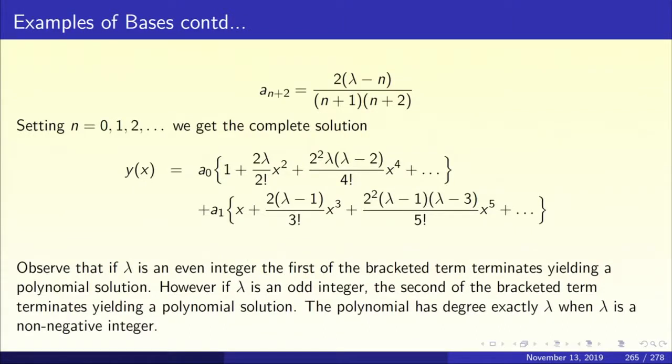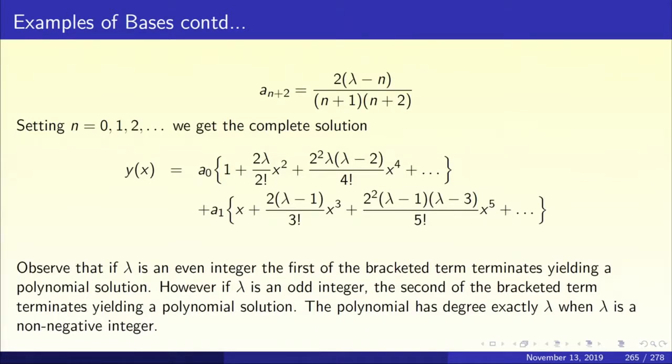So let us write down this recursion formula. a_{n+2} will be 2(λ - n) a_n upon (n+1)(n+2). So substitute n = 0, 1, 2, 3. So when you put n = 0, you get a_2 in terms of a_0. When you put n = 2, you get a_4 in terms of a_2, but a_2 is expressed in terms of a_0. So all the even ones, a_4, a_6, a_8, etc., will all be expressed in terms of a_0. The odd ones, a_3, a_5, a_7, will all be expressed in terms of a_1. And you do the algebra. It requires a little patience to write out all the terms, but it's easy.